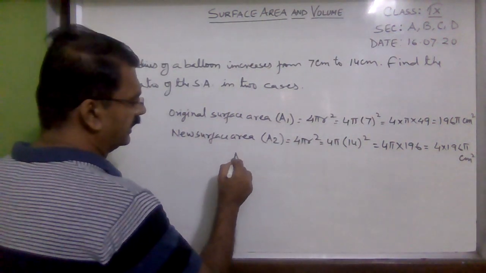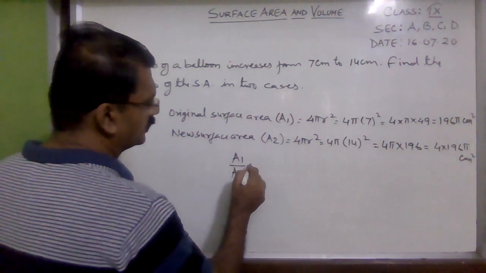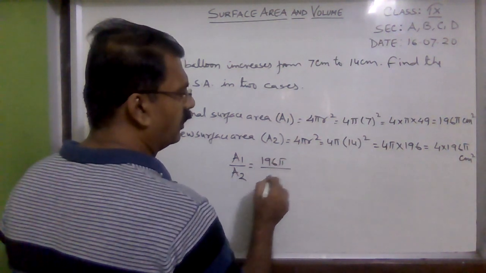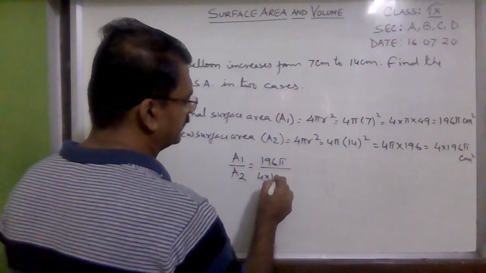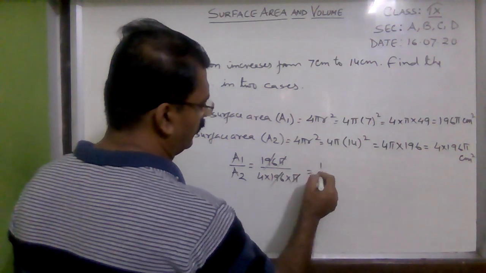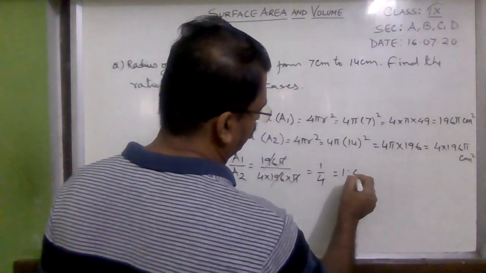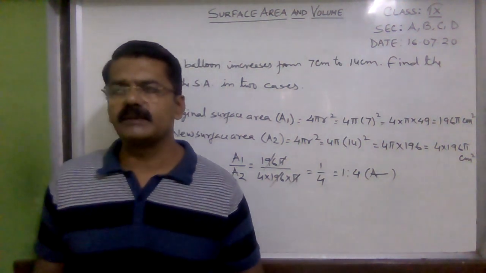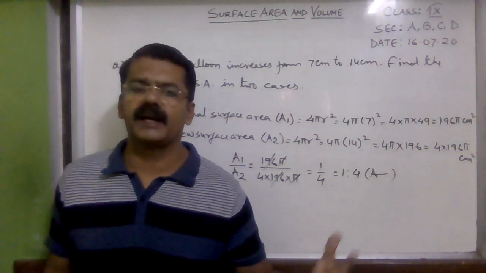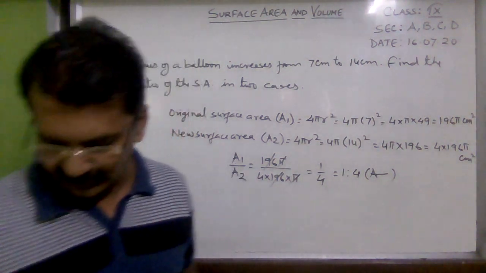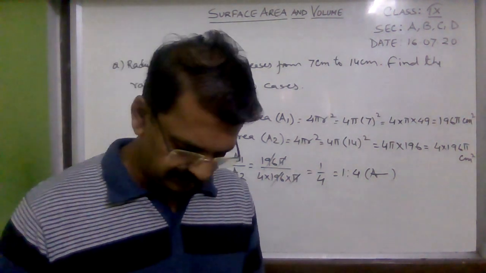Now you have to find the ratio A1 upon A2. So A1 upon A2 means 196 pi upon 4 into 196 into pi. Pi gets cancelled, 196 gets cancelled, 1 upon 4. So the answer is 1:4. When the radius becomes 14 from 7, the ratio of the surface area will be 1:4. Clear? Now the next question.